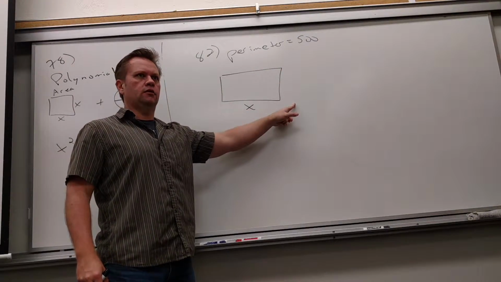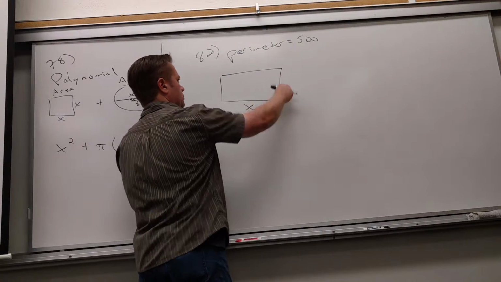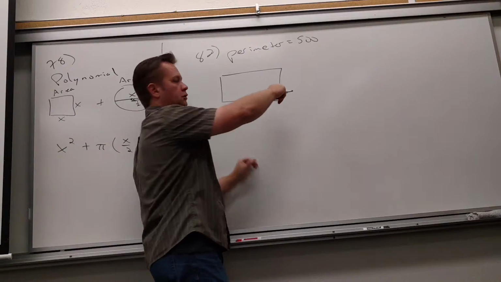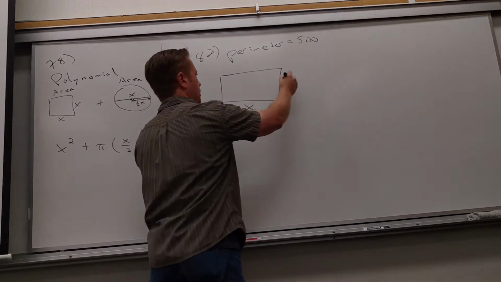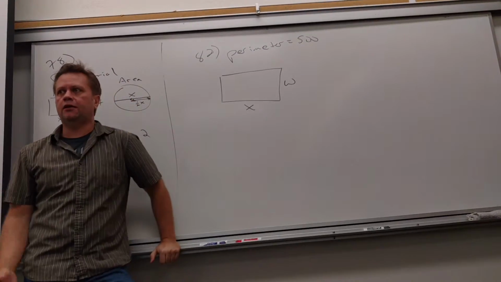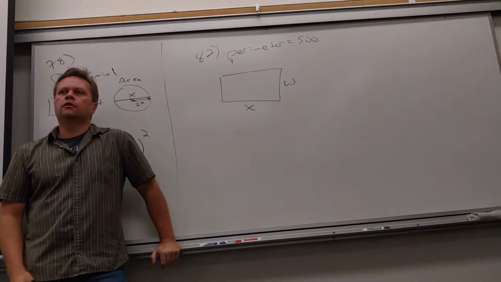You guys with me? Yeah. So the area is going to be whatever x times whatever this is. I don't know what that is, so what can I call it? Sure, I like it. You can call it W. You just can't call it x, because then I'd be saying it was x squared. Use some other letter.